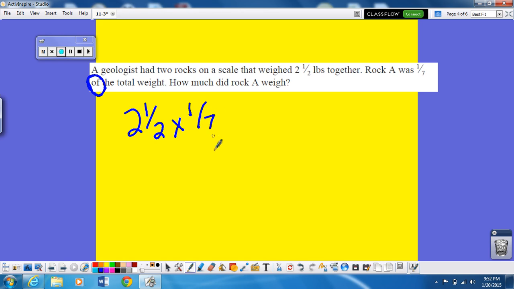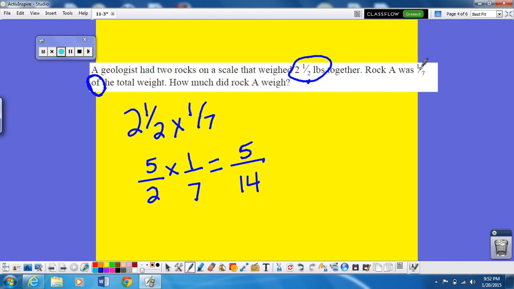2 1/2 times 1/7. Here we have a mixed number multiplying times a fraction. Both have to be fractions, so let's come down below and change this to an improper fraction. 2 times 2 is 4, plus 1 is 5. So this would be 5 halves times 1/7. And I'm looking and seeing there's really nothing I can cancel. 5 times 1 is 5. 2 times 7 is 14. So if they weighed 2.5 pounds together, rock A was 1/7 of the total weight. We know that rock A weighed this much, 5/14 of a pound.